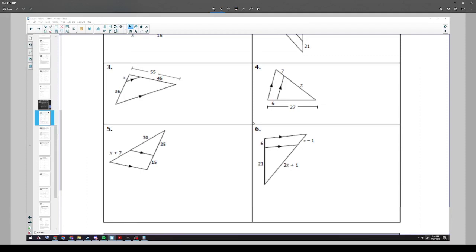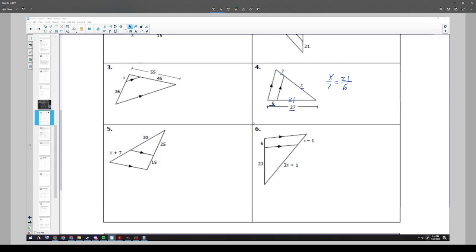So let's look at number 4. Again, I'd like x to be on top, but this time we don't have corresponding pieces. We have these two segments, but then these two sides of triangles. So kind of the reverse of what we've done before, we're going to subtract here and get 21 for this corresponding part. Then I can set up my proportion to have x over 7 is equal to 21 over 6.